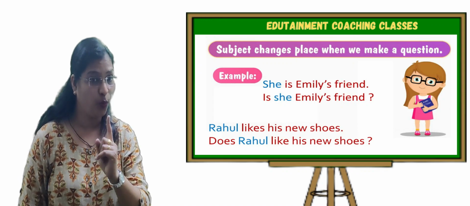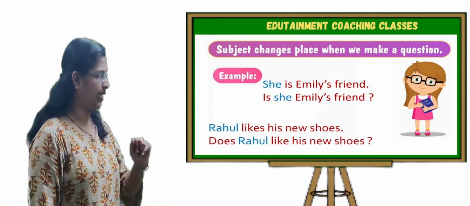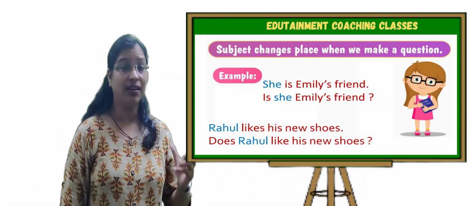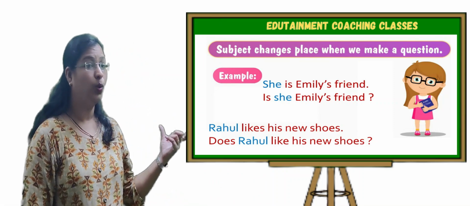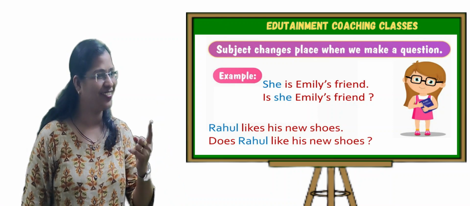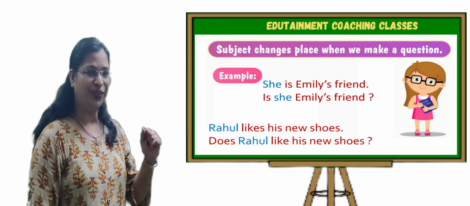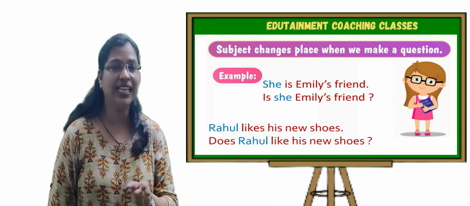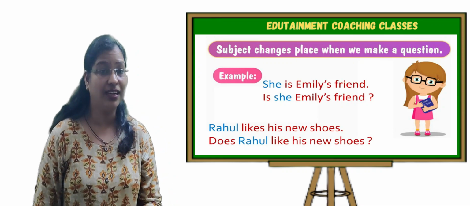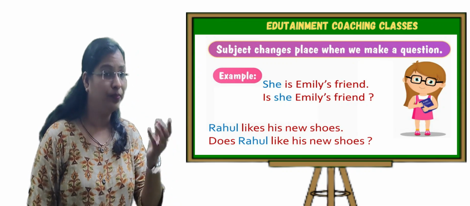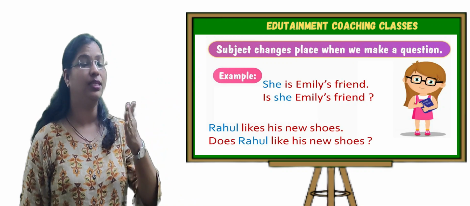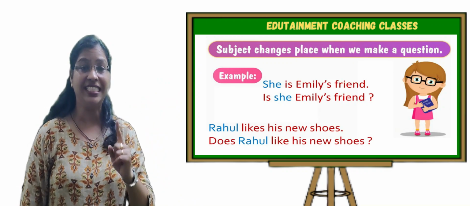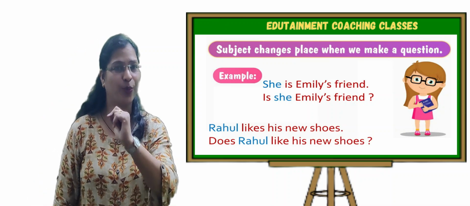It's after the verb. Now have a look at the second one. Rahul likes his new shoes. So here in this statement, which is the subject? Yes, you've guessed it right. Rahul. Now look at the interrogative form. Does Rahul like his new shoes? So here you can see does is the verb, and after the verb the subject is placed. So remember, subject changes place when we make a question.